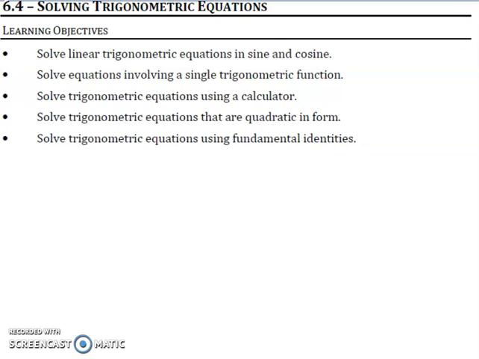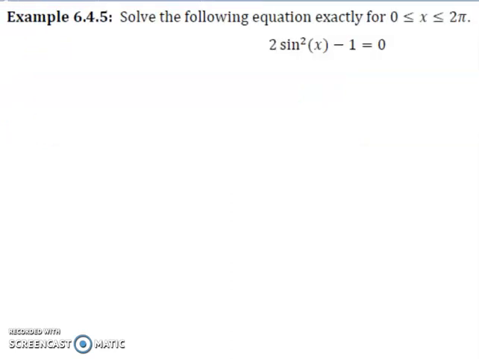We're going to continue where we left off in part 1, and that is going to be solving some basic trig equations. So in example 645, we're going to solve the following equation, again on the interval from 0 to 2 pi. So here the only difference is that now I've got a sine squared of x in my equation instead of just a sine to the first power. I'm going to go ahead and show you this as if there were no sine in the equation.